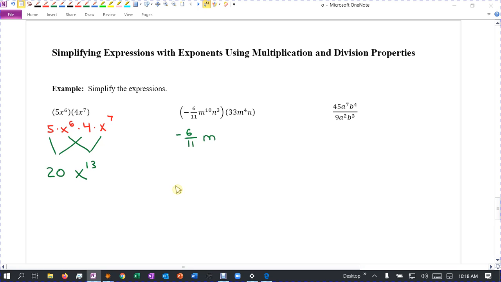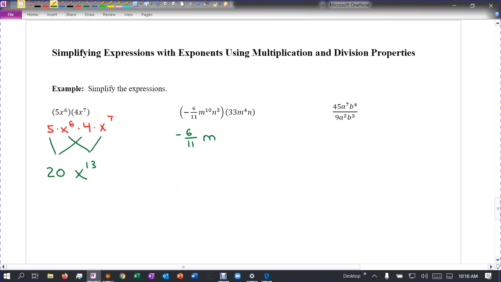Okay, so we had 16m to the 10th n cubed, and then times 33m to the 4th times n. All right, so let's take care of the numbers first. We're going to take negative 6 over 11 and multiply that times 33, which is really 33 over 1. And that will allow us to reduce this fraction because 11 goes into 11 once and 11 goes into 33 three times. Okay, so we'll handle that in a moment.